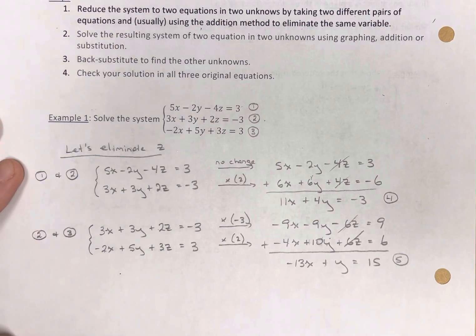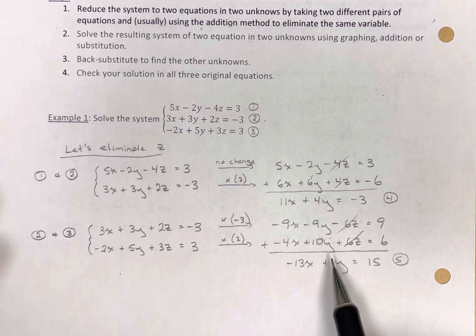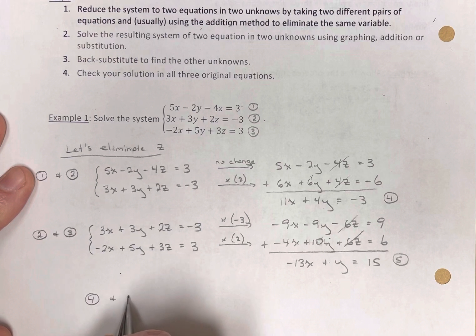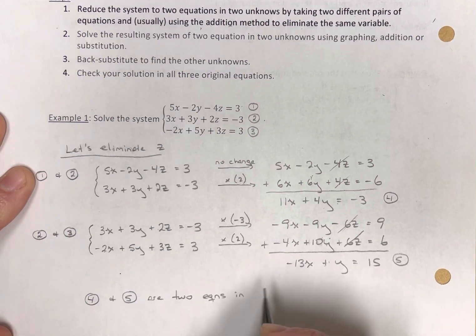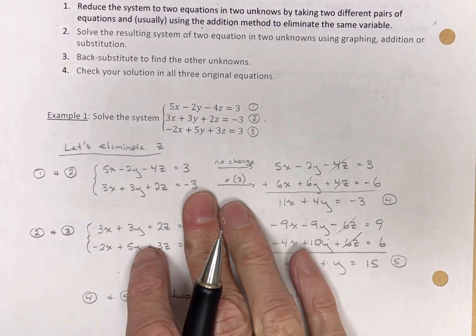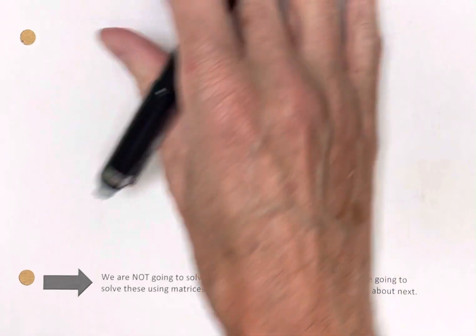I'll call this one equation number 5. So now I have two equations in two unknowns, which we've worked with before. We can solve that, so let's make a note of it. We got equations 4 and 5, two equations in two unknowns, and we can work with that. Let's continue on another piece of paper, maybe the back side of your paper. We have more work to do.